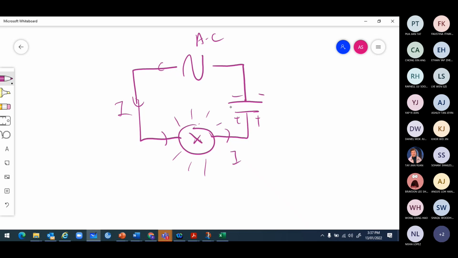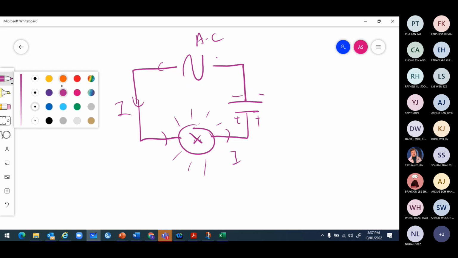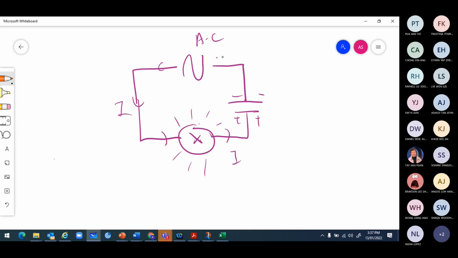After the capacitor is about to be fully charged, the alternating current will change the direction of the current flow. Every half cycle, the AC current flows in the opposite direction. So what happened to the capacitor? The capacitor which was earlier charged will now be discharged. So the light bulb still will light up.